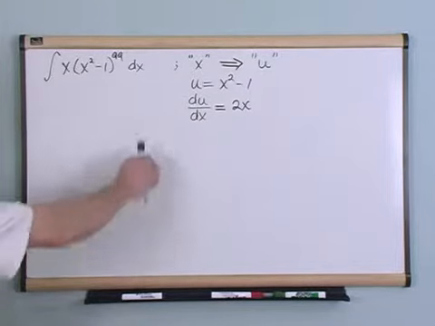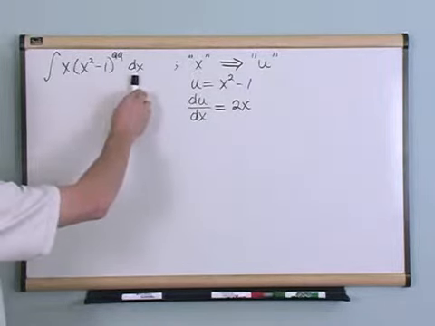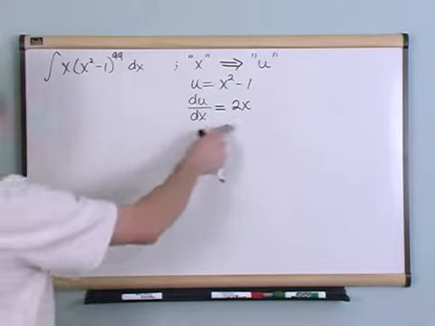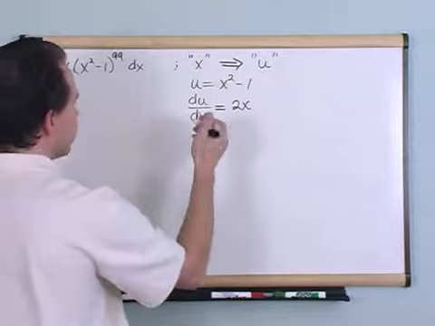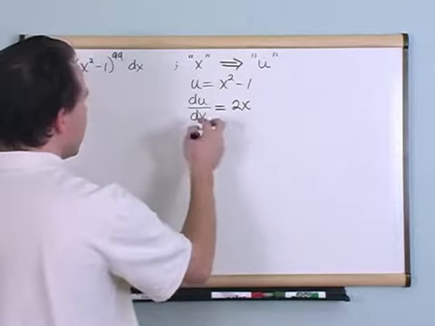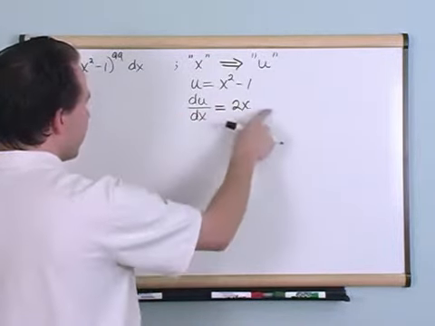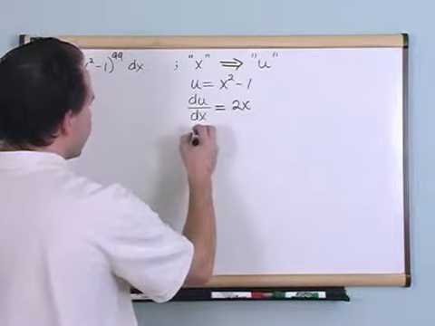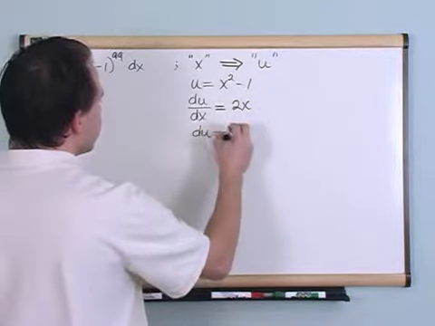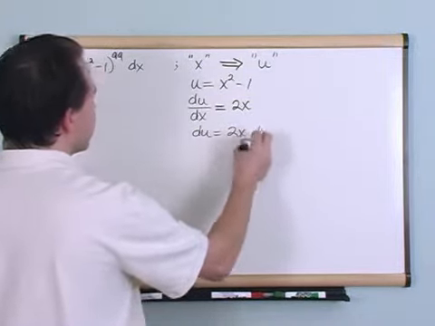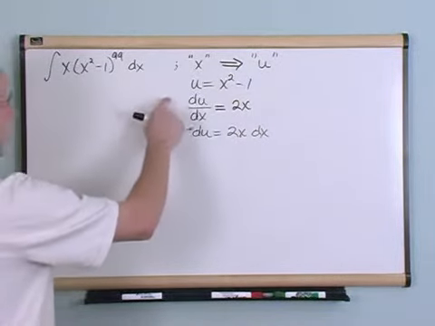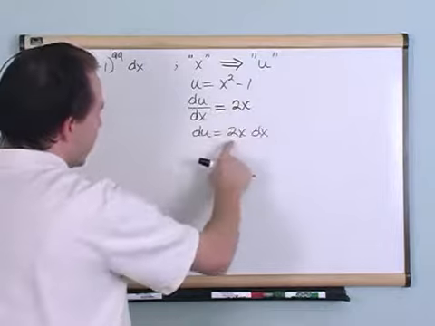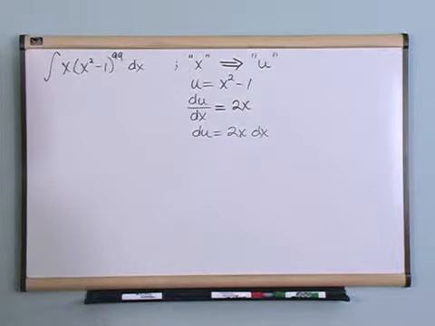Now, in the original problem, I have a dx, okay? And so I need to solve this relation that I just found for dx. Okay, so let's do this. If I multiply both sides of this equation by dx, what I'll get is du is equal to 2x dx. The only thing I did here is multiply the left side by dx, so then they cancel, and then the right side by dx is what I have over here.